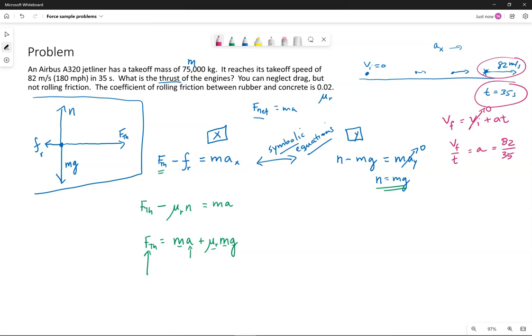Knowing the acceleration, we now can come back to our force equation and plug these values in. Since there's a mass in both terms, just for simplicity of plugging values in, I'm going to factor out the mass. We know the acceleration. We know the coefficient of friction. And then g, of course.